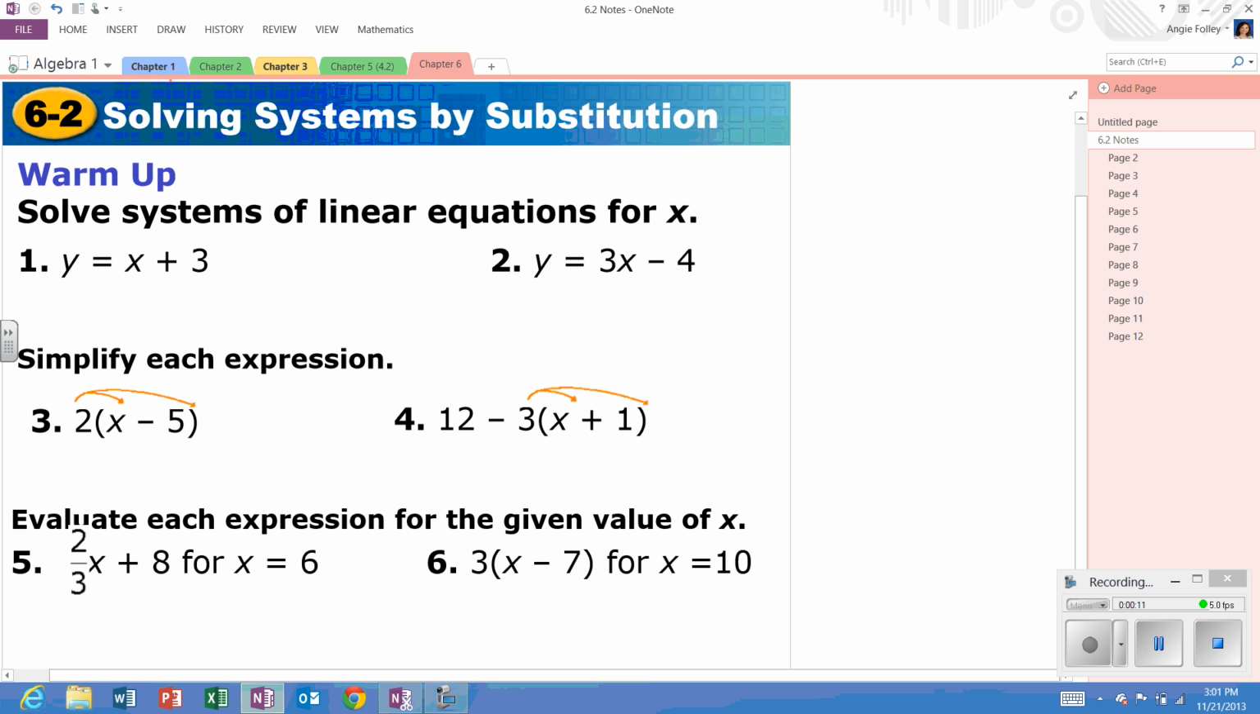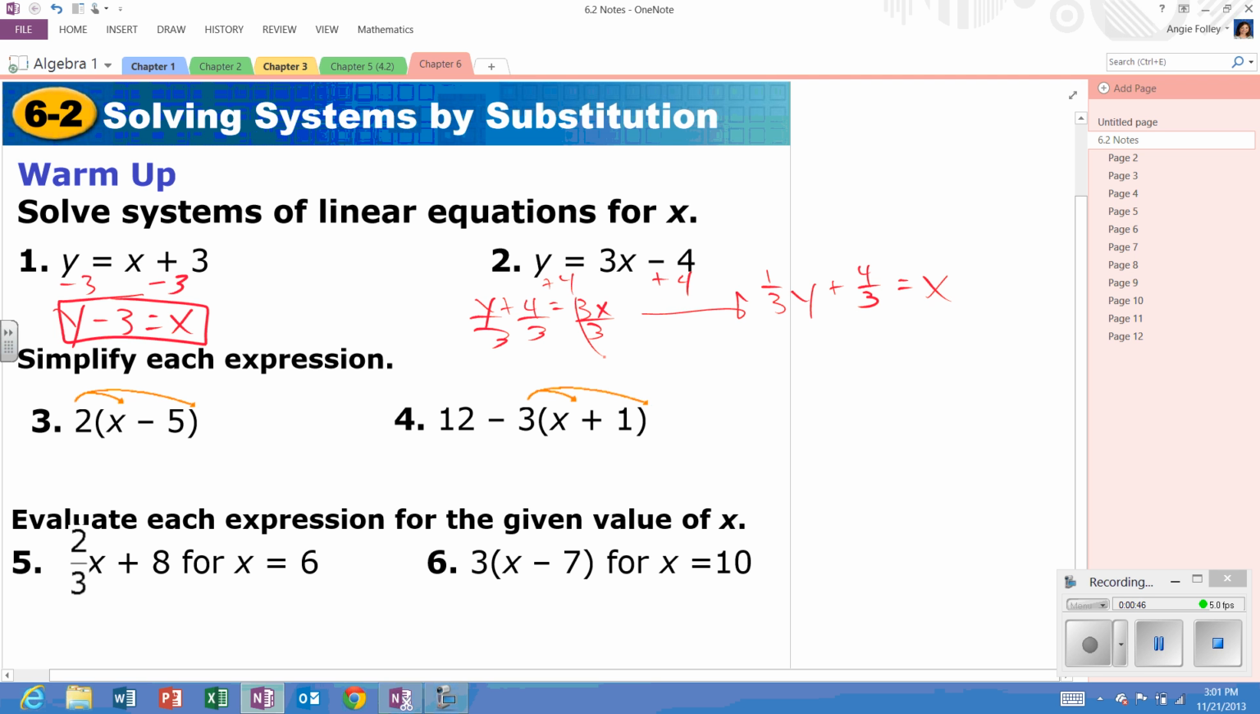The first part says solve the systems of linear equations for x. So we want to get it into an x equals equation. All we have to do is move this 3 over on this first one, and we get y minus 3 equals x. And we're done. For the next one, I'm going to move the 4 over. So I'm going to add 4 to both sides and get y plus 4 equals 3x. Then I'm going to divide everything by 3 so that I get 1/3 y plus 4/3 equals x.